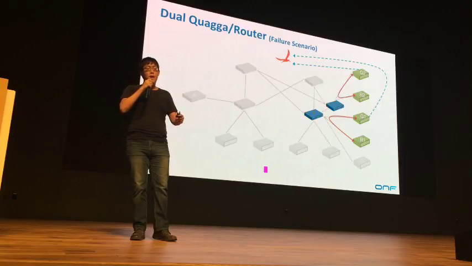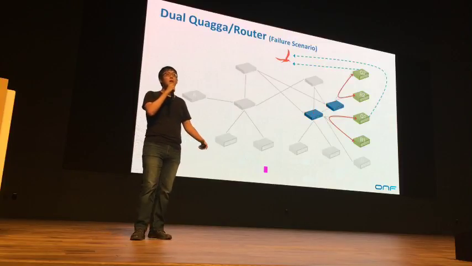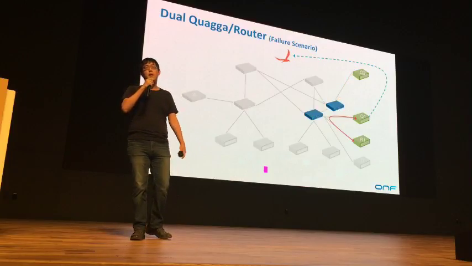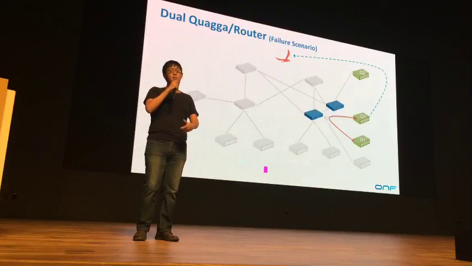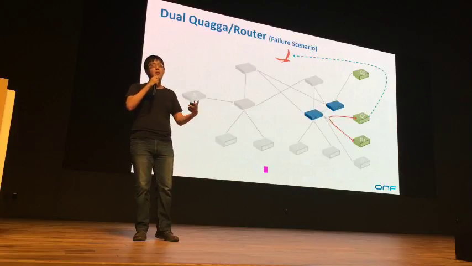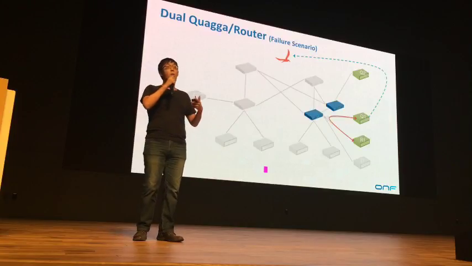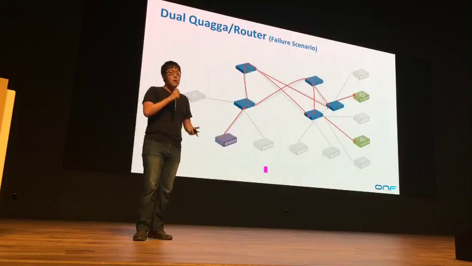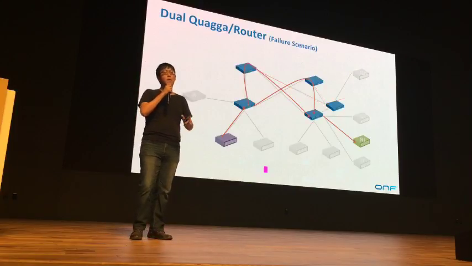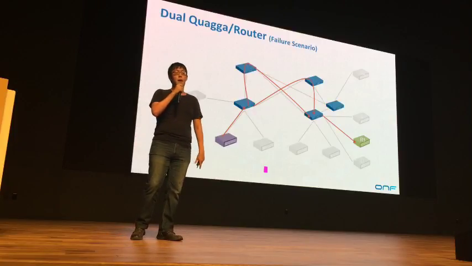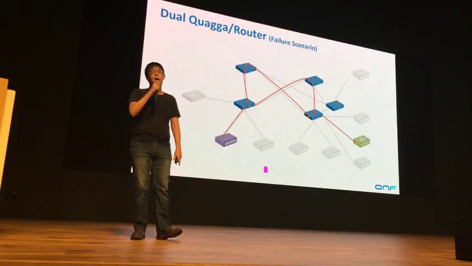Now, the failure scenario. For example, if upstream router two fails, we will lose the BGP session between Quagga two and upstream two, and then it would revoke the route from ONOS. ONOS will understand that there is only one available route right now, which goes through R1. So it will also remove the flows that point to the failure point. It will only go to the available next hop, which is R1.